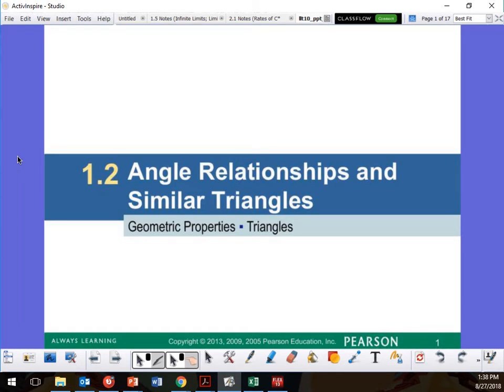Good afternoon. This is the intro to my trigonometry this year. It's 1.2, angle relationships and similar triangles. We're going to go through this step by step. You guys are going to follow along with your notes, right? For those of you with the at-home version of the game, go ahead and play along.